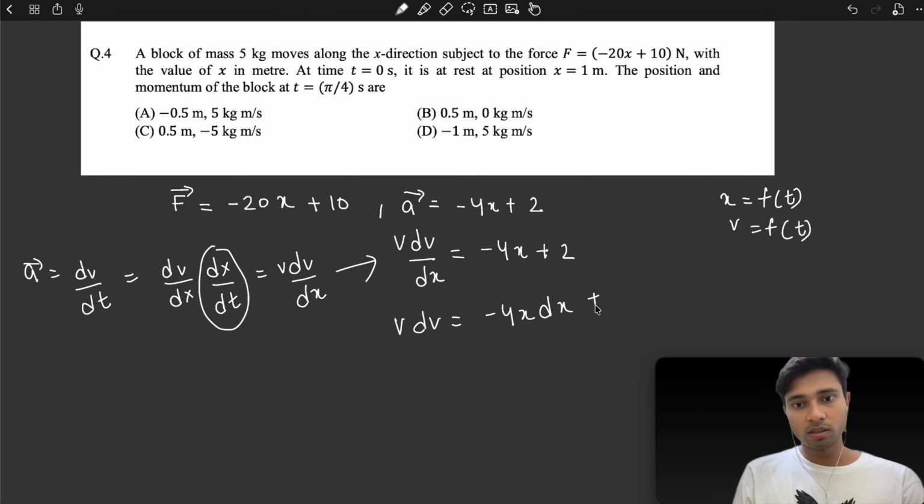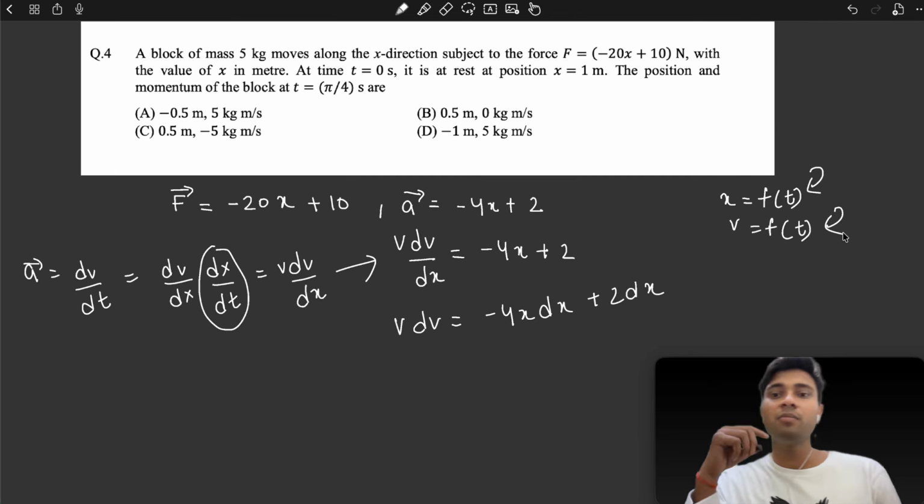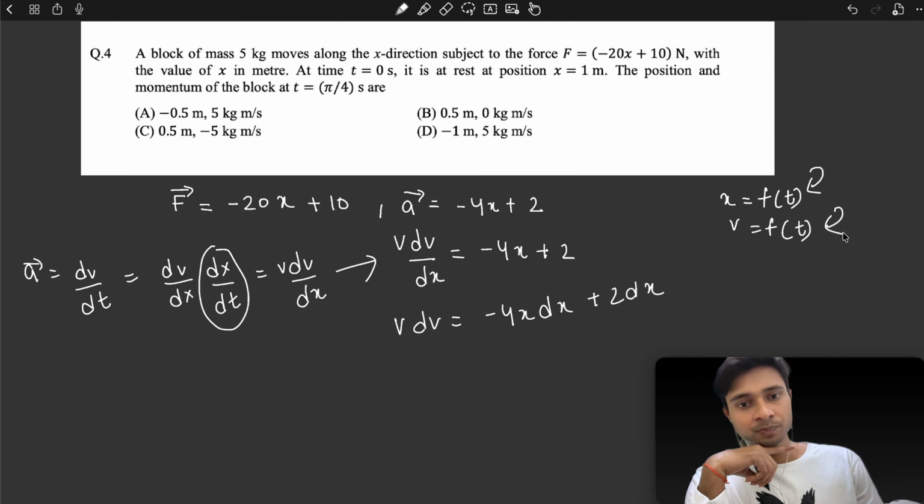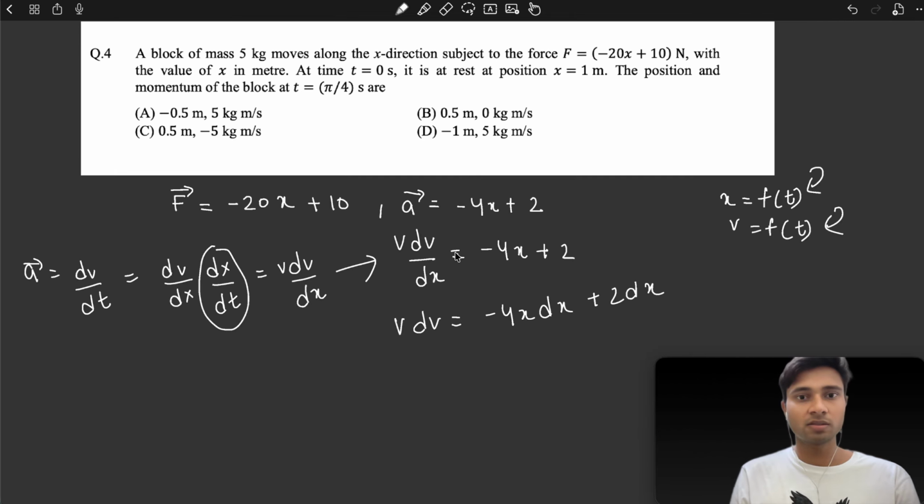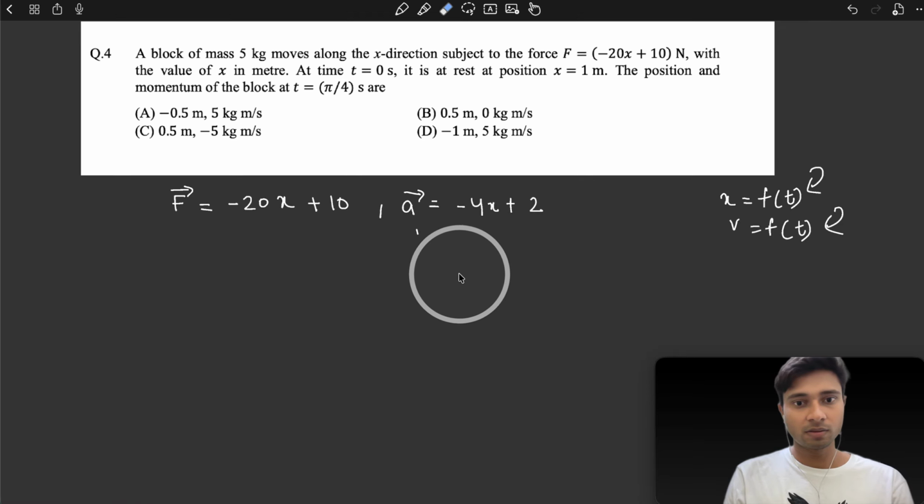This will not help us. Why? This will give us velocity as a function of x and there will be no time. Actually we need x as a function of time t and velocity as a function of time t, so this approach will not help. I am just erasing this to save my space.